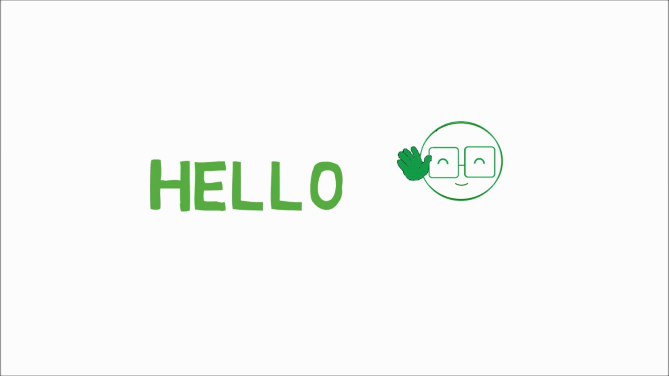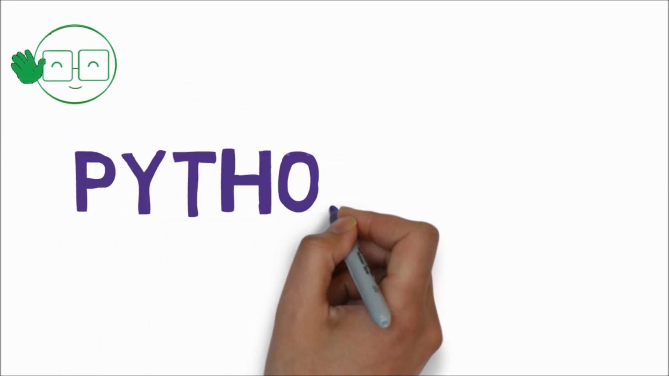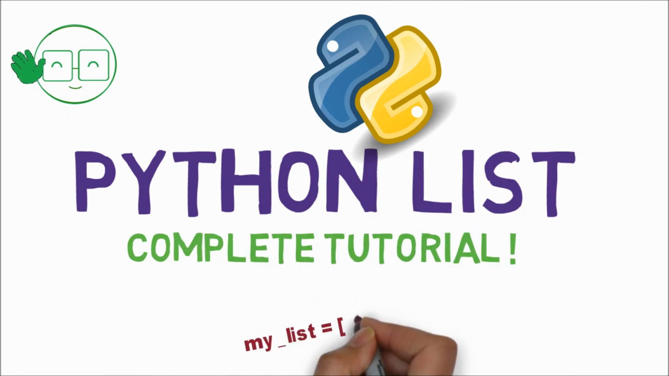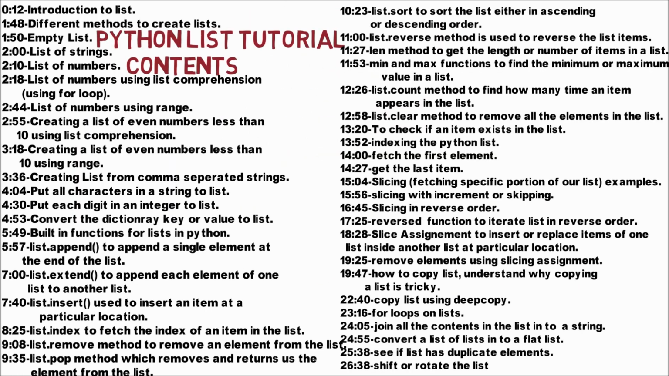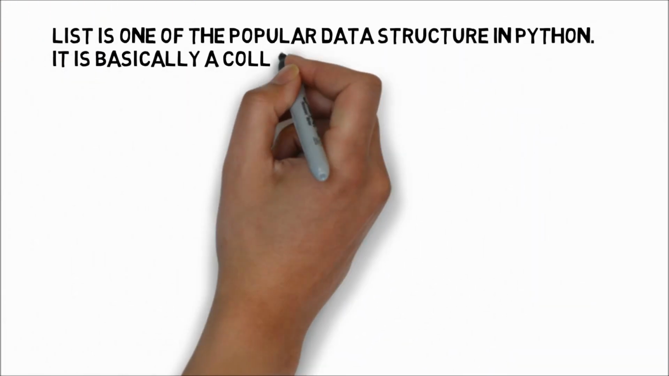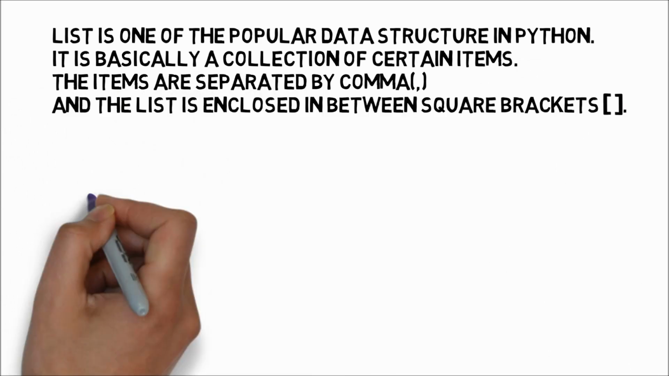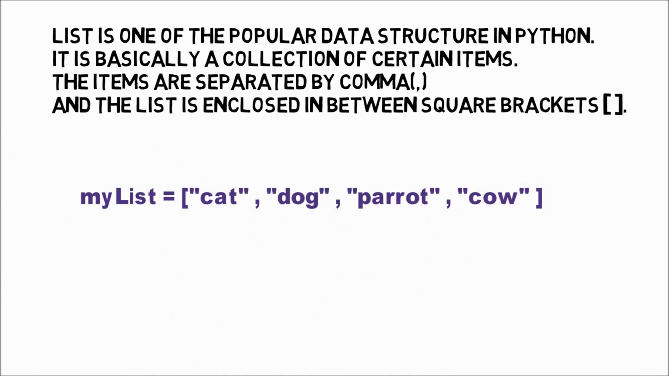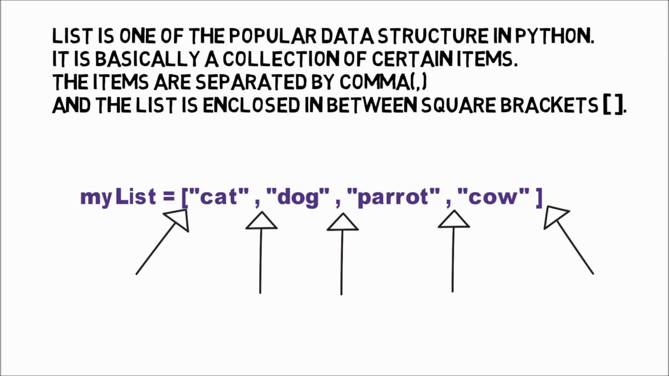Hello everyone, in this video we shall understand Python list and how to work with them. List is one of the popular data structures in Python. It is basically a collection of certain items. The items are separated by comma and the list is enclosed in between square brackets.